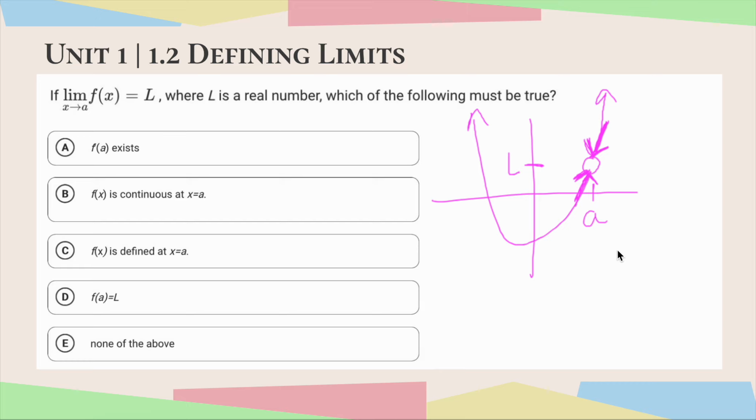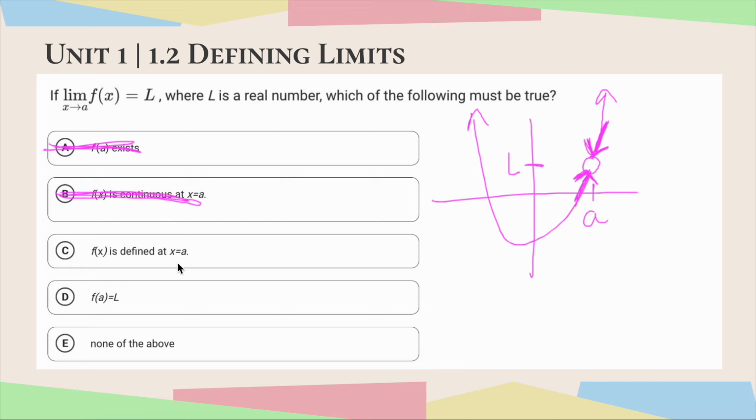Okay, well, A is f of a exists. In this case, does f of a exist? No, it doesn't. It would if I drew a closed-in bubble here, for example, but it doesn't have to be true, right? We could have this example here and the limit would still exist. So that's out. Now, B, f of x is continuous at x equals a. Well, that's certainly not true. Right here, this is not continuous. So we're going to say no to B.